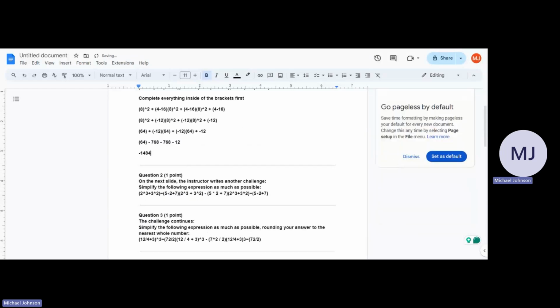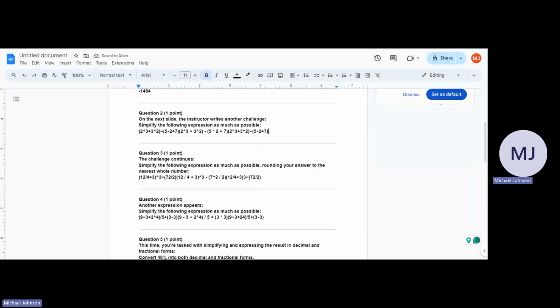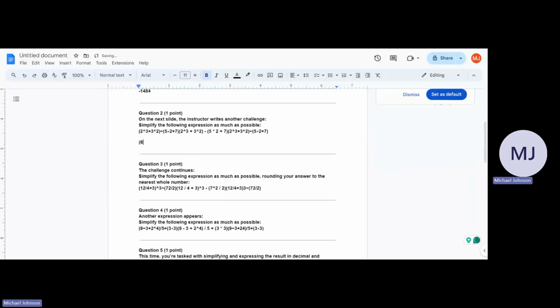And then for this one, to start off, 2 cubed would just be 8. And then 3 squared would be 9. So you do that, and then minus 5 times 2 is 10, plus 7 here. And then 2 cubed is 8 plus 9 here, minus 10 plus 7.